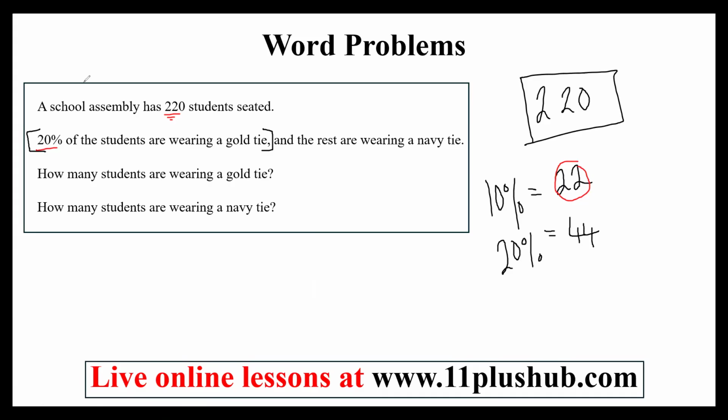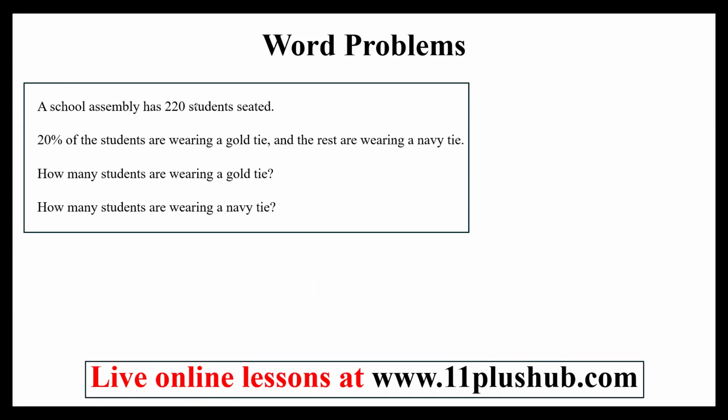So take a look at this question again. It says a school assembly has 220 students seated. 44 of the students are wearing a gold tie and the rest are wearing a navy tie. How many students are wearing a gold tie? We've already worked it out, it's 44. And the rest are wearing a navy tie. There are two things we could do here to figure out how many are wearing a navy tie. We know it's the rest, so what we could do is 220 students overall, subtract 44, because that's how many are wearing a gold tie, and that will give us the rest.